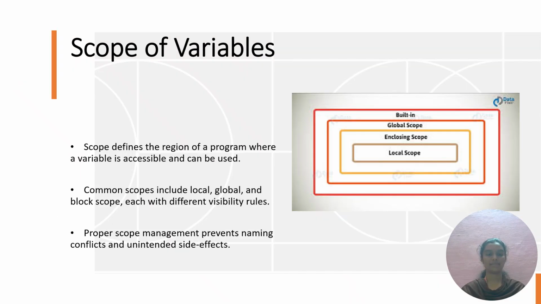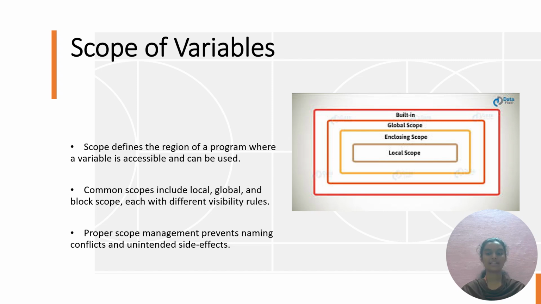The scope of variables. Scope determines where a variable can be accessed or modified within a program. It defines the visibility of the identifiers. The types of scopes include the local scope, global scope, and the block scope. The first one is the local scope.